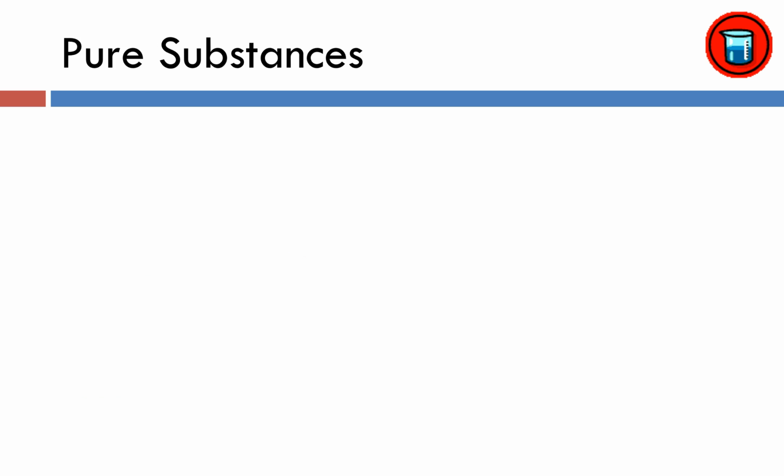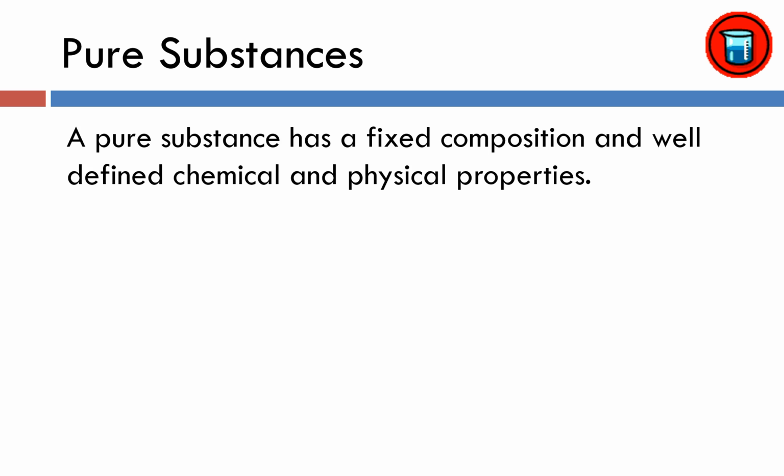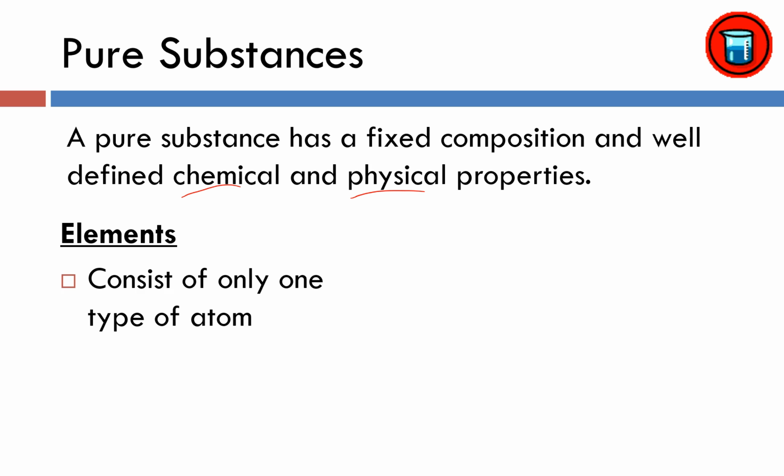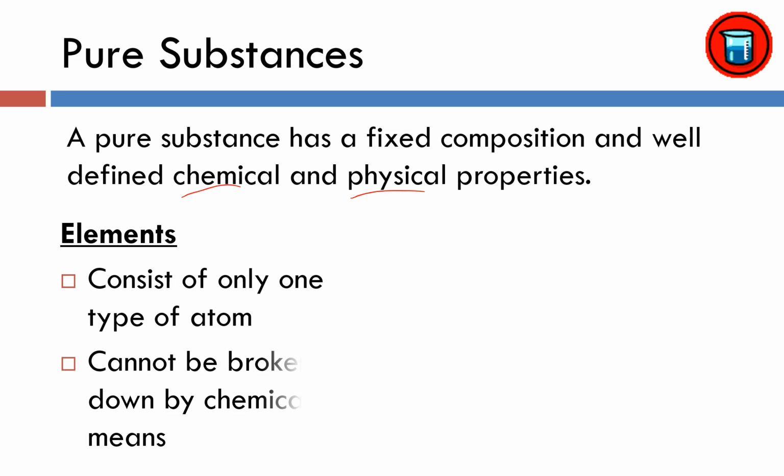We can take matter and break it into two categories, the first of which is pure substances. Pure substances have fixed compositions and well-defined chemical and physical properties. If you're not sure what chemical and physical properties are, go back to Screencast 1.1 where we address that concept. Pure substances can be classified as either elements, which consist of one type of atom. Remember, something like N2 and O2, even though they're two atoms combined, it's just one sort of atom, making that sample an element. And they cannot be broken down by chemical means.